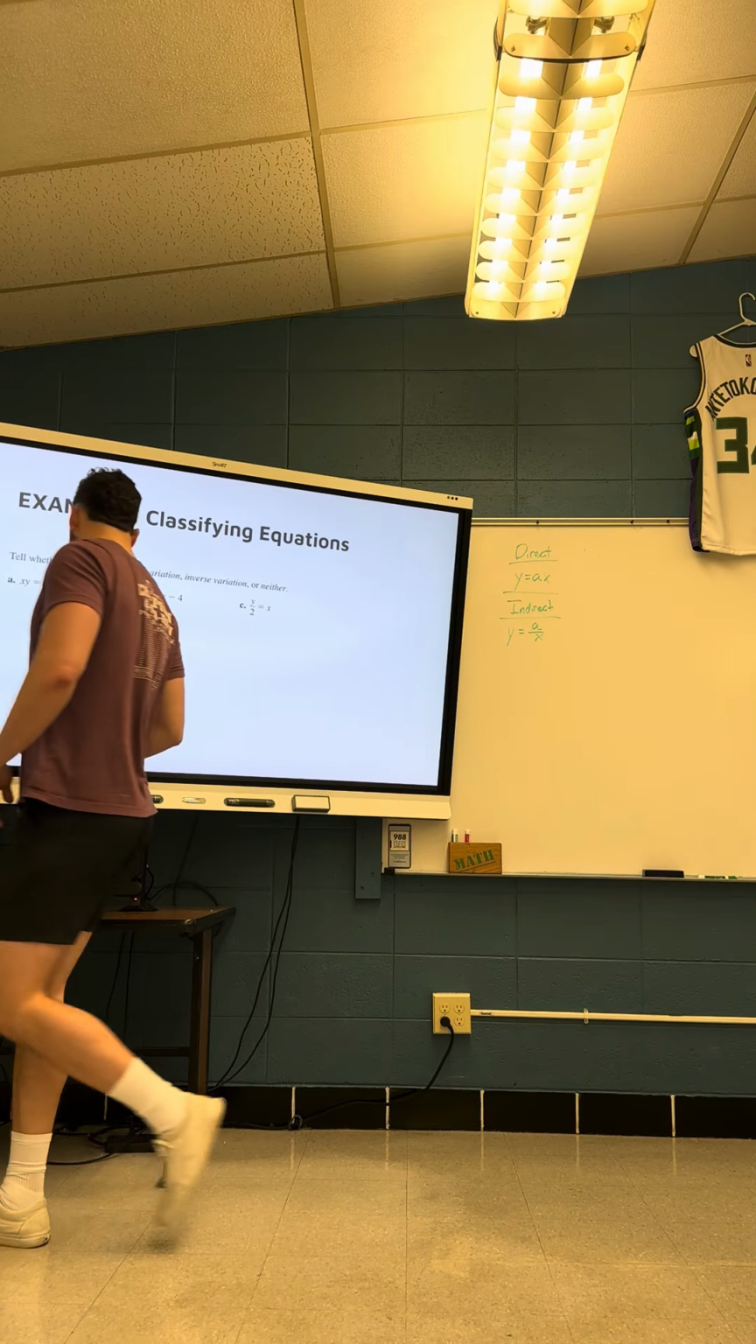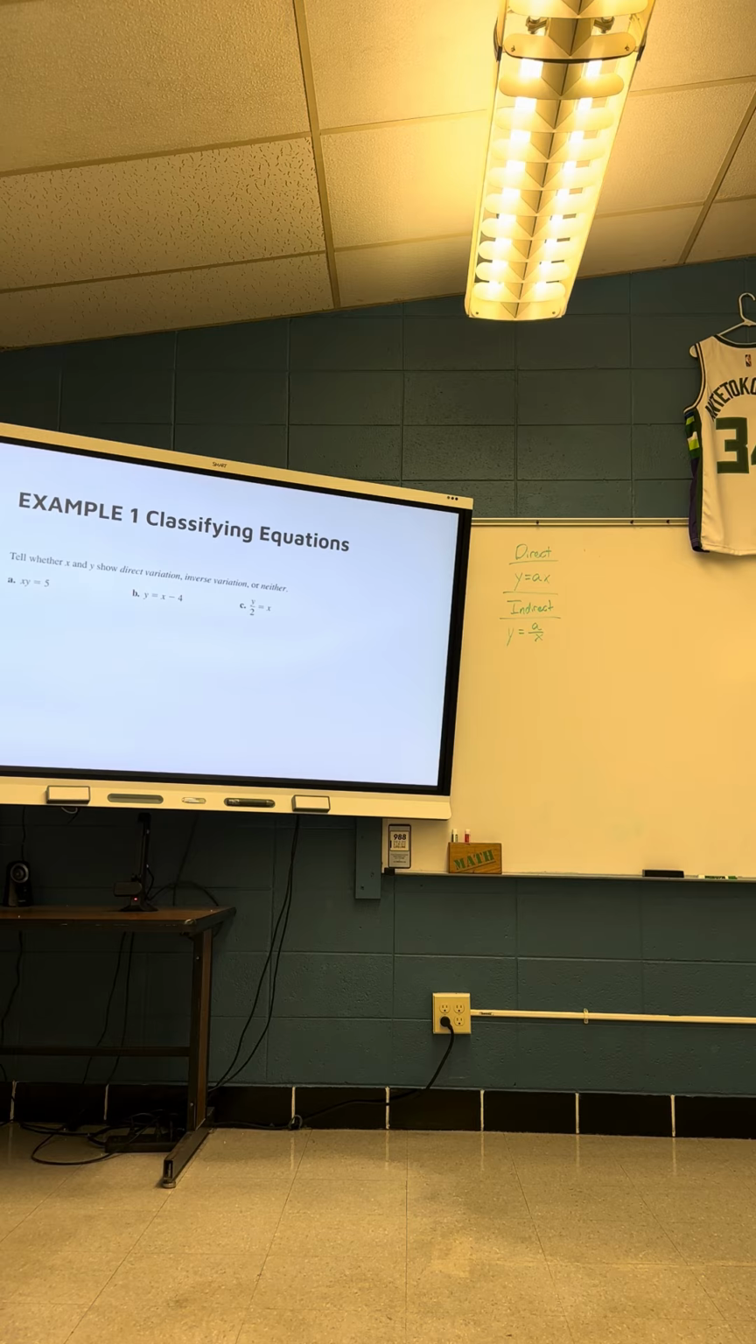All right, so we've got a few equations here for this first example. Example number one, letter A, we've got x times y equals 5. All we're going to do is rewrite this. We're going to solve for y. To solve for y, obviously we divide by x. And we get y equals 5 divided by x.